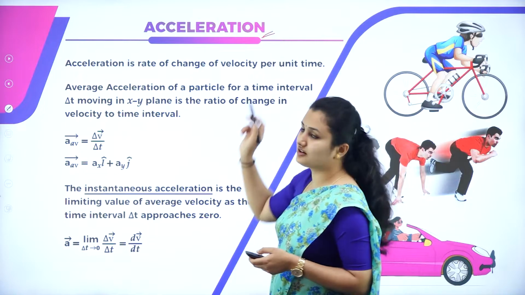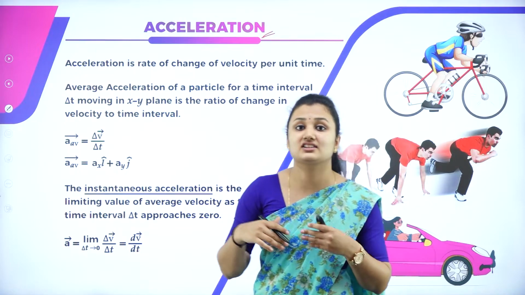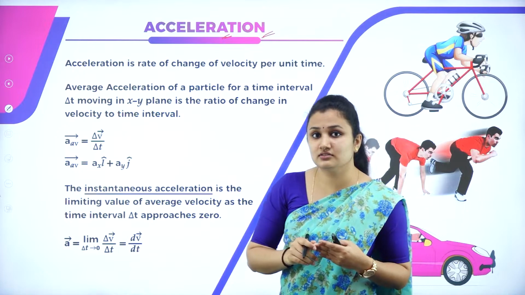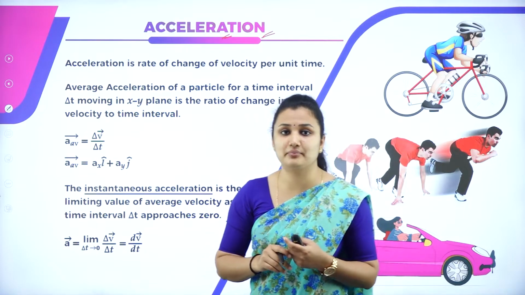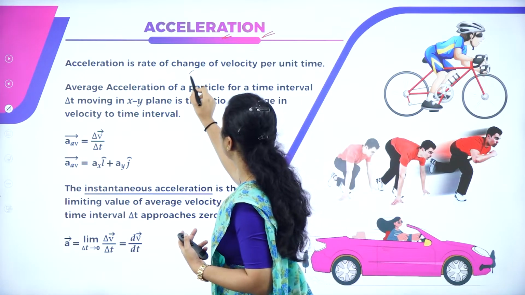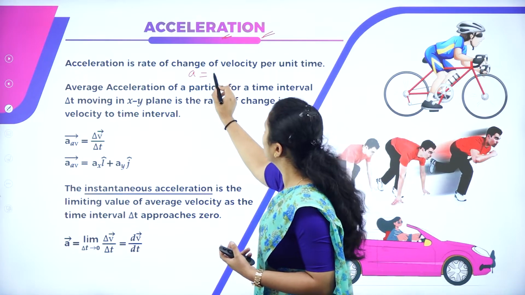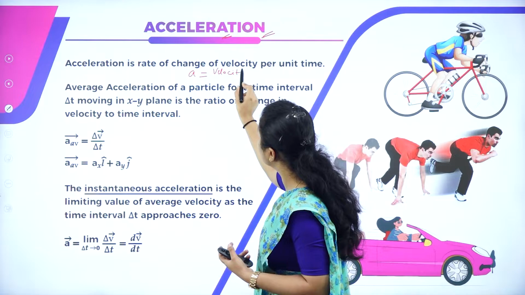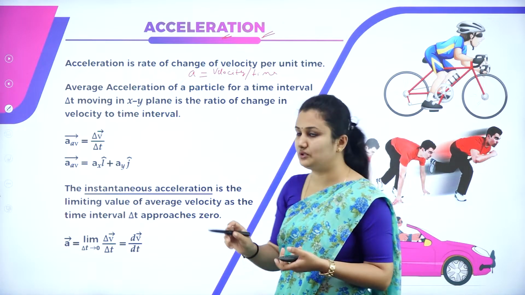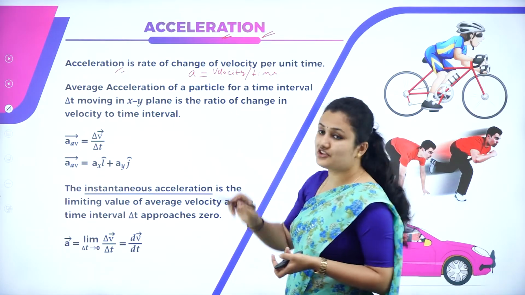Next we have acceleration. What do you mean by acceleration? Accelerating, accelerate. So what is acceleration? We have studied in the previous chapter. It is change in velocity by time that will give you acceleration. Acceleration is represented by A. A is equal to change in velocity by time. Change in velocity per unit time is called acceleration.